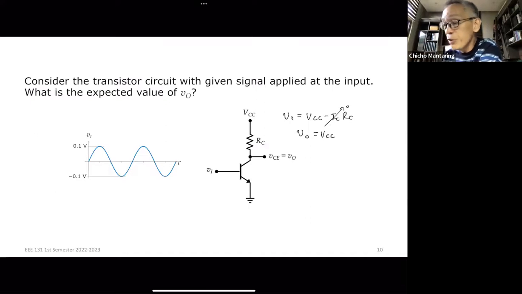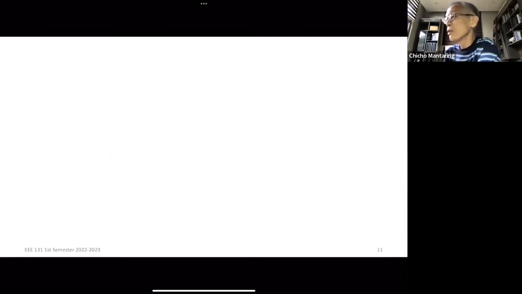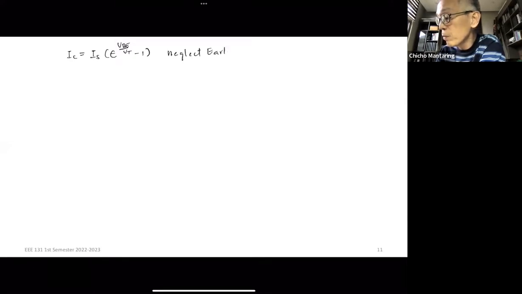Now I can show what is happening in relation to the transistor equation model. Now, you remember for our transistor, IC is equal to IS e to the VBE over VT minus 1. So sabihin natin neglect early effect, which we just took up. So what does this look like? This looks like the characteristics of a diode.